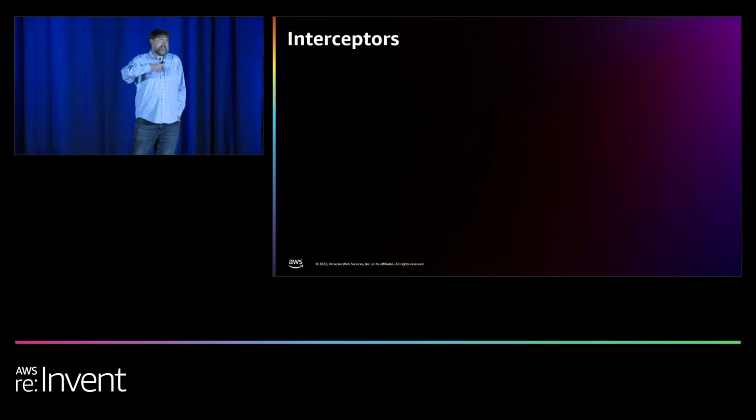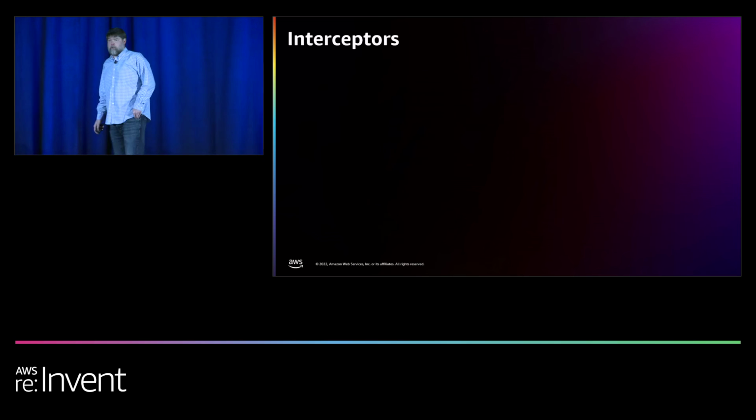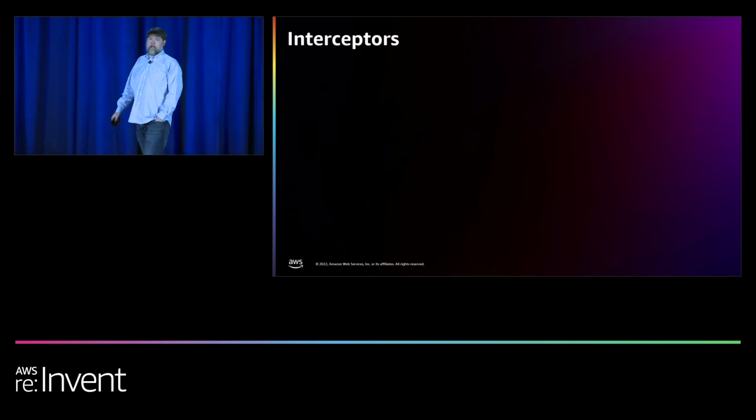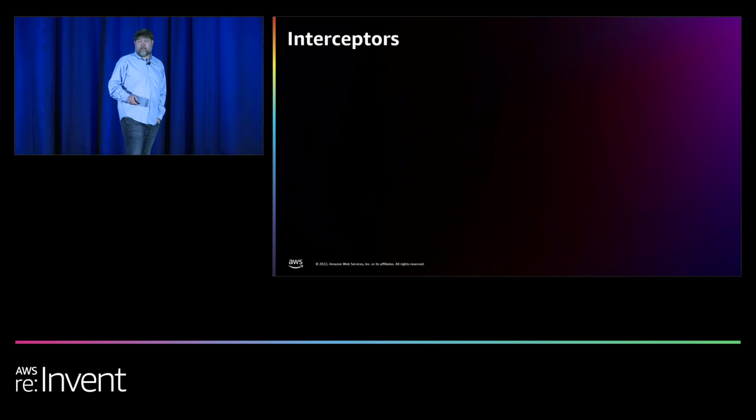I should mention that Lambda functions aren't a long-running process, so there is no concept of background processes in Lambda because there's no background. So the last category here, I'll call interceptors.